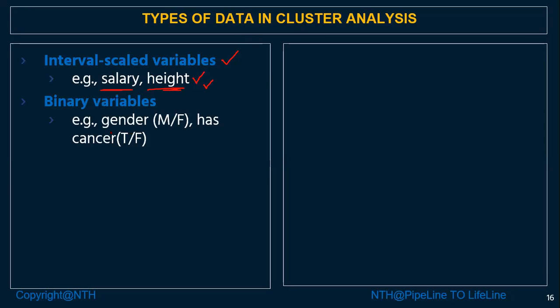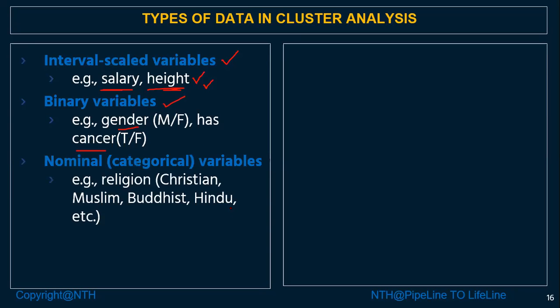Binary variables depend on your categories of characteristics. We can apply it to gender, male or female or transgender, and whether you have cancer or not, whether you are a diabetic patient or not, whether you are COVID positive or negative. There are a lot of ways, depending on the input data which you are applying for k-means clustering. Even binary data can be given as an input.